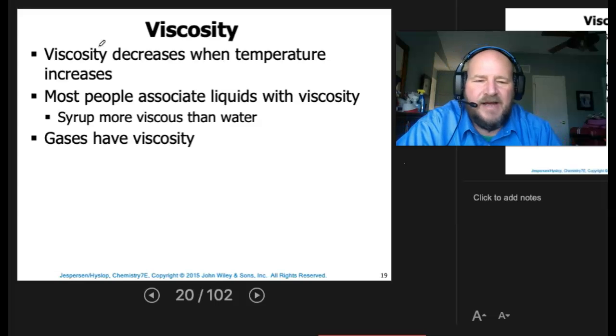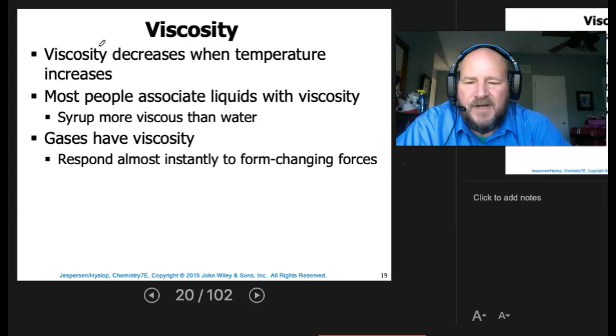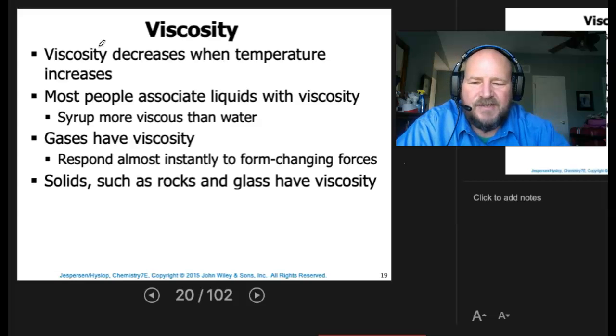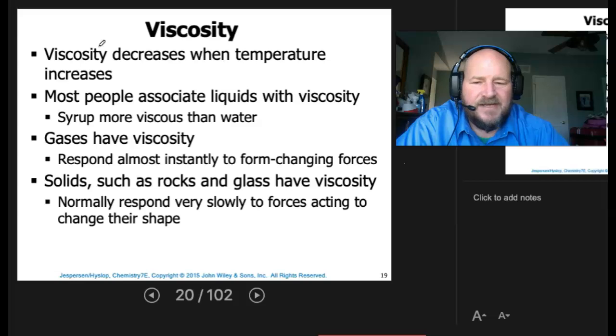Now, gases also have viscosity, and they respond almost instantly to form-changing forces. Solids, such as rocks and glass, also have viscosity. They normally respond very slowly to forces acting to change their shape.